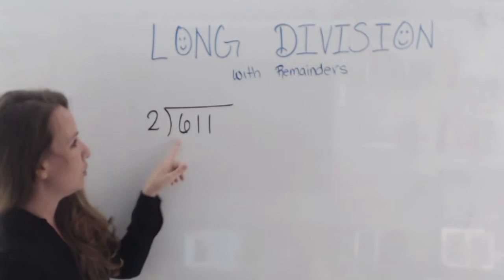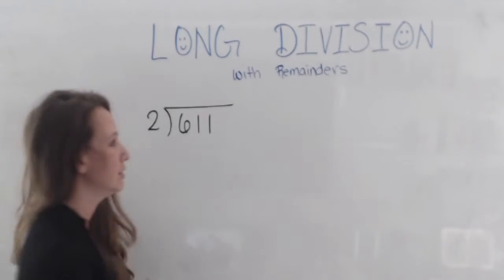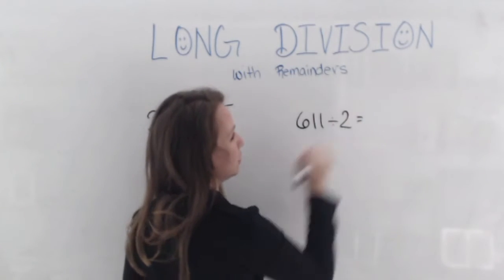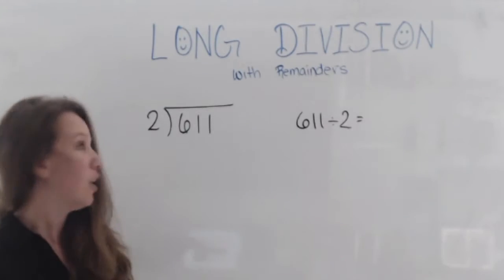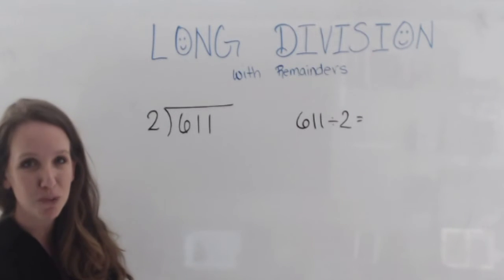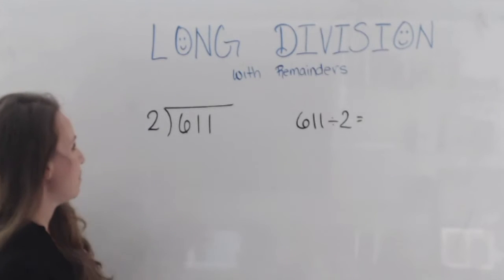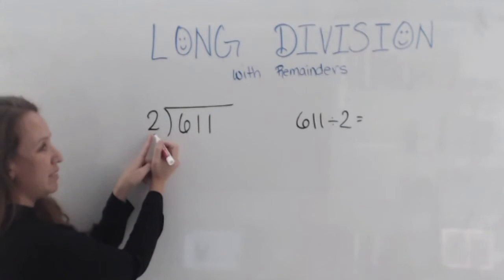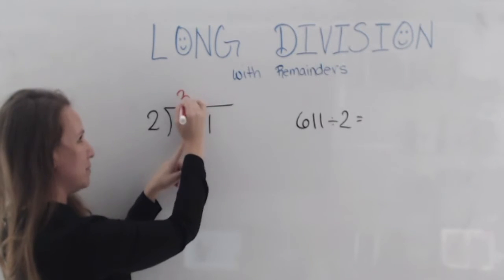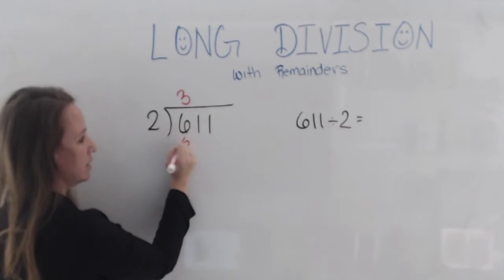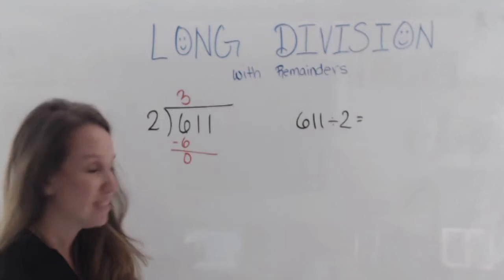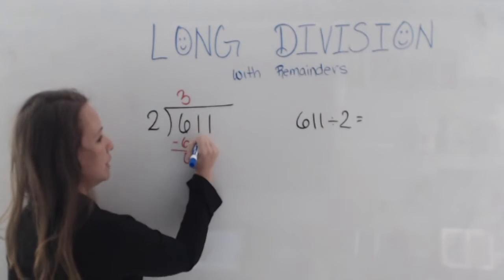2 goes into 611, or we can write 611 divided by 2. Both ways are perfectly fine. Now, just like we performed our long division before, let's start one step at a time. How many times does 2 go into 6? 3 times. 2 times 3 is 6. We subtract and we get a 0. That's it. We've done our first step. Let's bring down the 1.